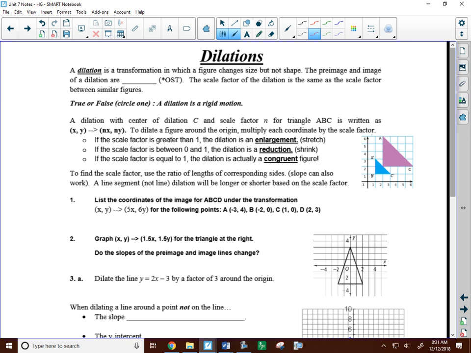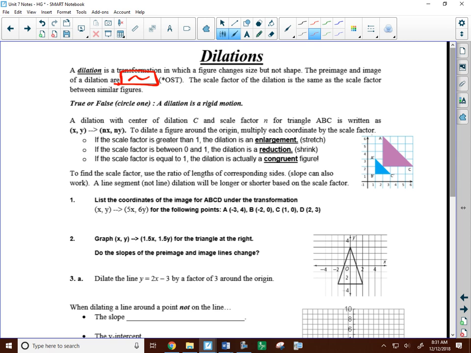A dilation is a transformation in which the figure changes size, but still the same shape. Changes size. Pre-image and image of a dilation are blank. Similar. Not congruent. I put OST there because that is just something they want you to make sure to know. Dilating. This honestly goes back to Unit 4 when we did similarity. Scale factors coming back.